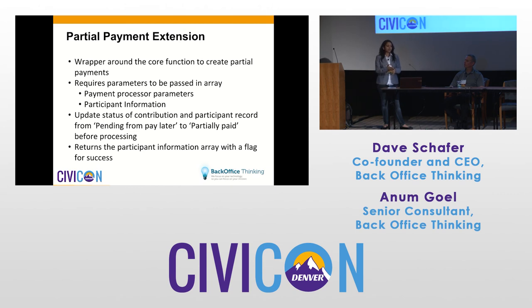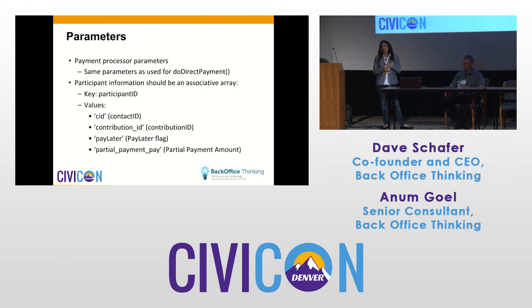The second, participant information, is an array, an associative array where the key is the participant ID, and the values can be the contact ID, contribution ID, and then there's a flag for pay later, whether the status of this participant is pending or partially paid. And the last one is the amount which the user wants to pay for that particular participant record.